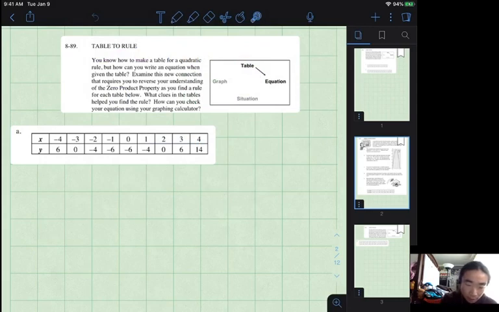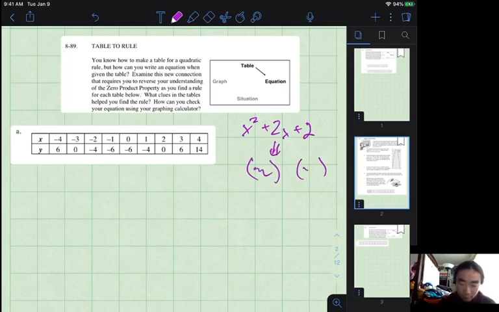Our textbook describes it as reversing your understanding of the zero product property. That is, if we know the intercepts, can we come up with the equation? Versus before, we had the equation in standard form. It looked like x squared plus 2x plus 2, and then we went into factored form, right? And now we're going the other way. Now, since we know our intercepts, we can come up with the factored form and then come up with the equation. Okay, two sides of the same coin.